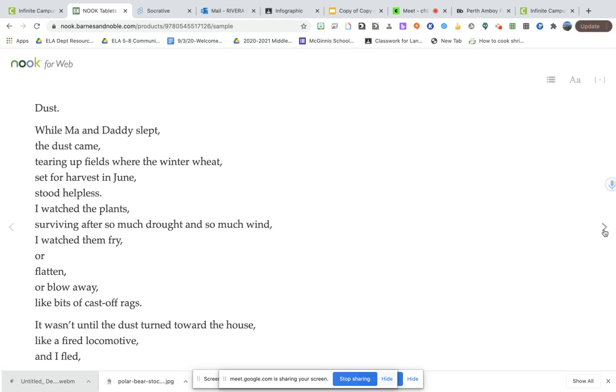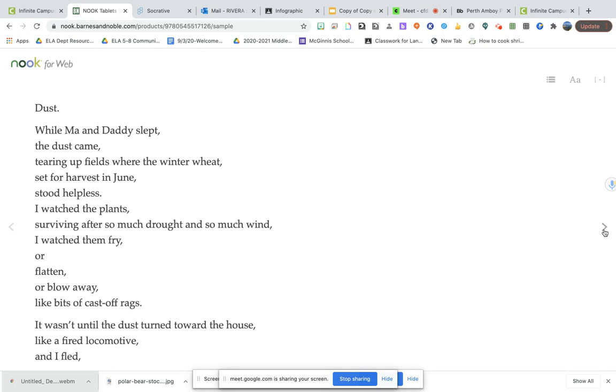Set for harvest in June stood helpless. That's actually personification there. I watched the plants, surviving after so much drought and so much wind. I watched them fry, or flatten, or blow away, like bits of cast-off rags. That's a simile. It wasn't until the dust turned towards the house, like a fired locomotive.